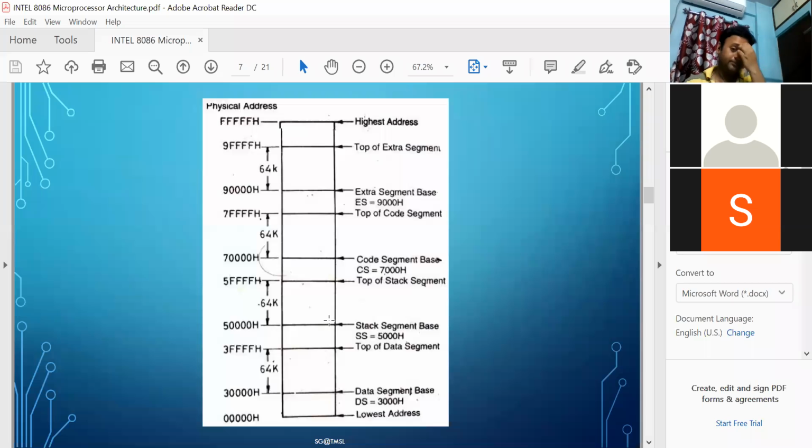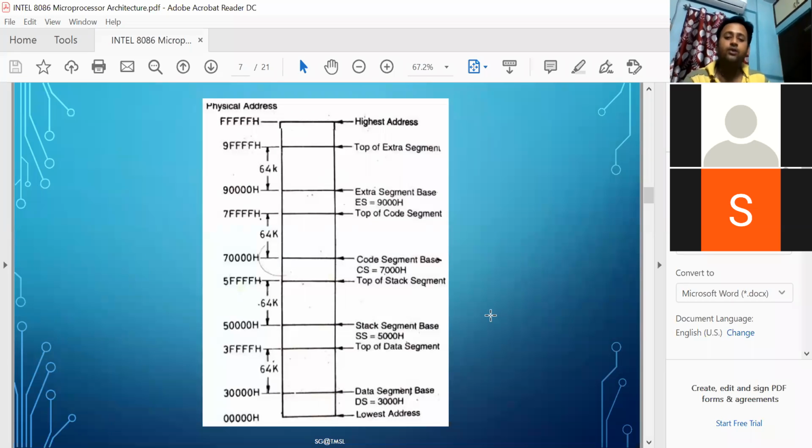Okay, so in this way, for code segment there is a base address or the starting address, and inside this segment there are several locations. For extra segment, it also has a base address, the starting address of this segment, and inside this there are 64 kilobyte locations available. Okay, so now to calculate the actual data address, where the data is situated, you need to combine both the segment address as well as the offset address.